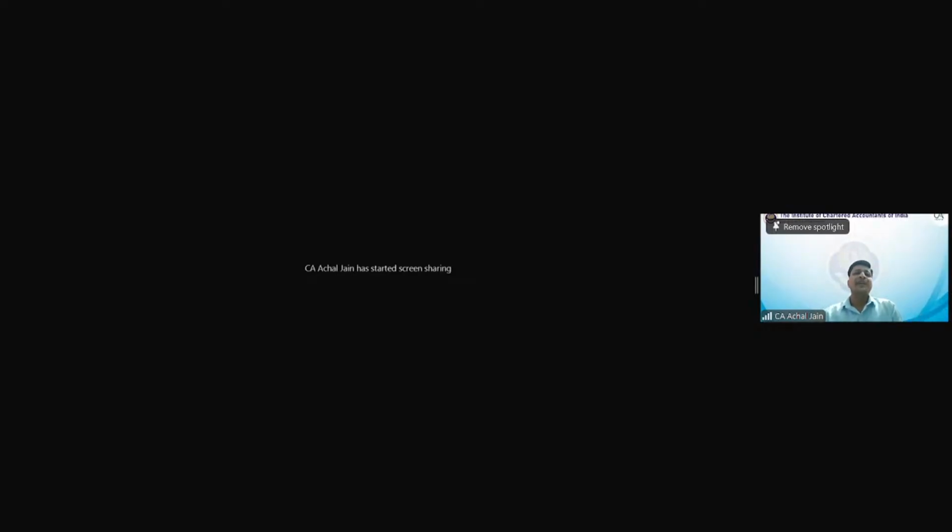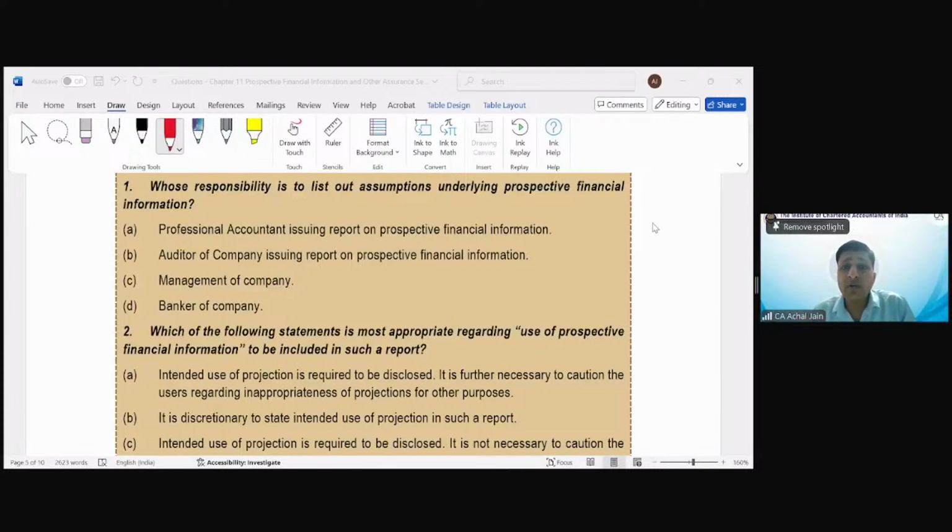Whose responsibility is it to list out assumptions underlying prospective financial information? Professional accountant who is issuing this report, auditor of the company issuing this report, management of the company, banker of the company. I think this is quite easy. Quickly. Management of the company. Okay, option C. Ravi is also saying management of the company. What about others? Quickly.